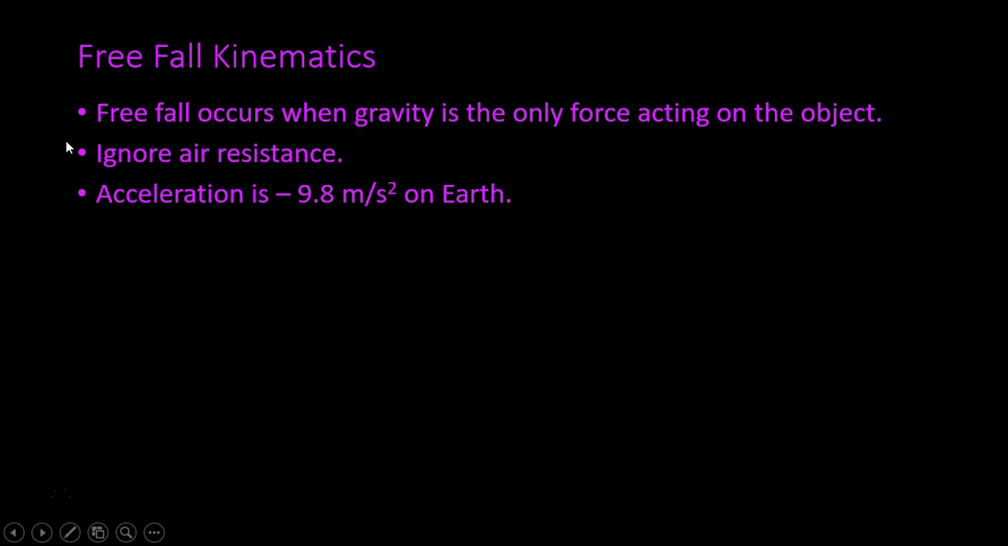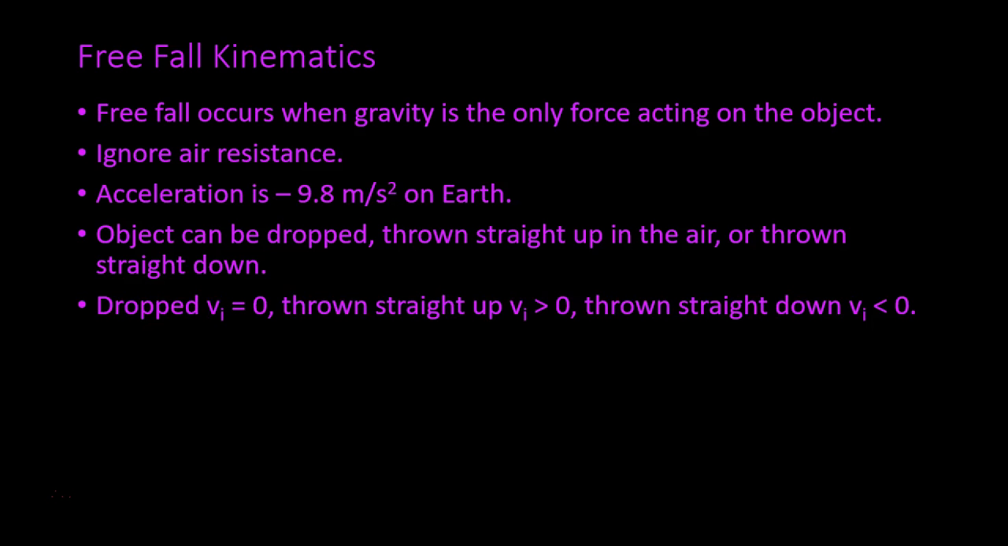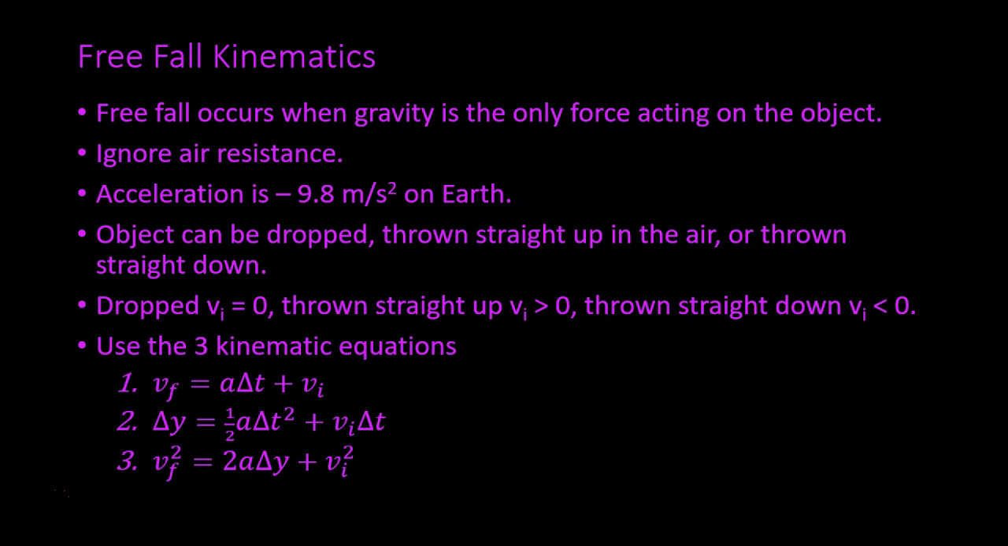Here are the basic characteristics that we just reviewed. An object can be dropped, thrown straight up in the air, or thrown straight down. If an object is dropped, its initial velocity is 0. If it's thrown straight up in the air, it's going to have an initial velocity in the positive direction. If it's thrown straight down, it's going to have an initial velocity in the negative direction. And this will be important when we're analyzing problems. We can then use the three kinematic equations to predict or describe the motion.